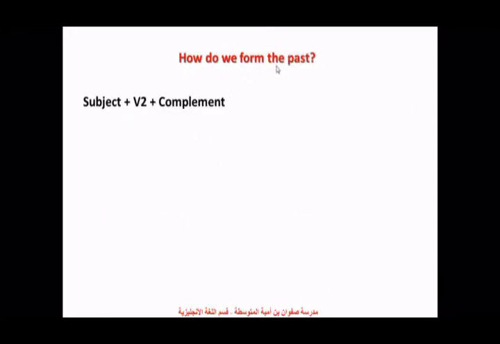How do you form the past? It's very simple. We have first of all the subject, and then the verb, and this means the past form of the verb, and then the complement. Let's read these examples. The first one, I visited my uncle yesterday. Notice that visited is in the past form. When did you visit your uncle? Yesterday. Yesterday refers to the past.